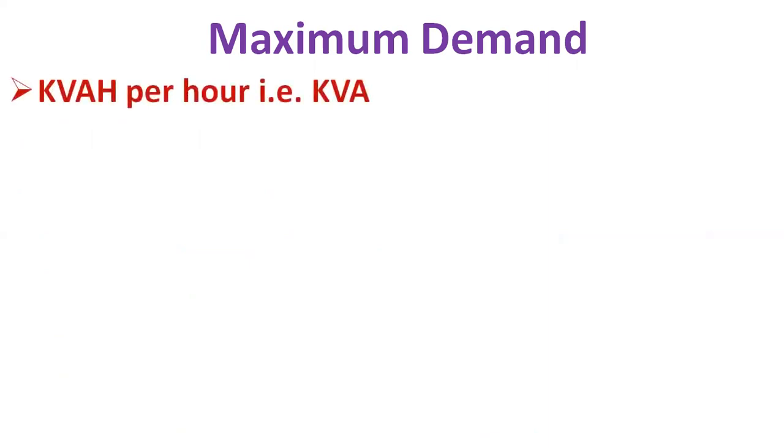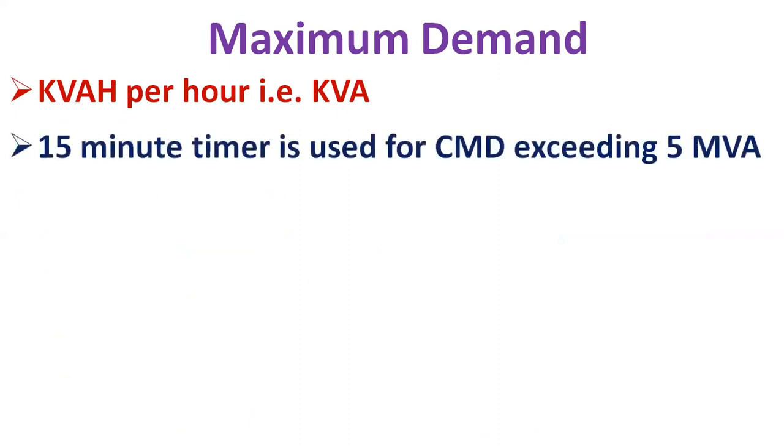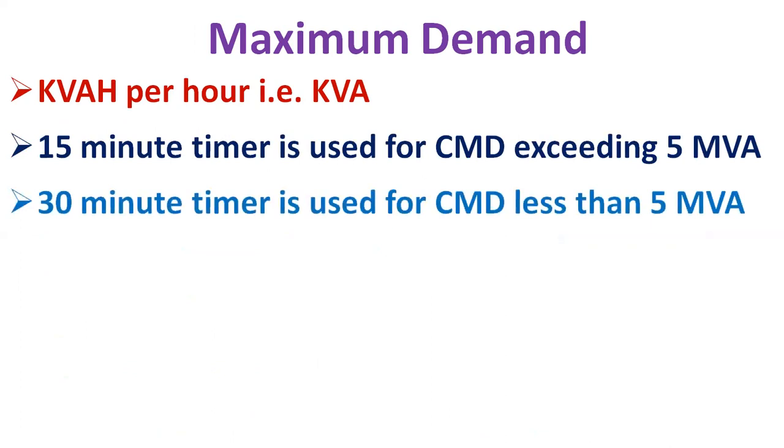Maximum demand is kVA-H measured during a prefixed time duration of either 15 minutes or 30 minutes, and then multiplied by either 4 or 2 respectively to give kVA-H per hour, that is kVA. Thus, at the end of each time cycle, the timer is reset and fresh measurement starts. Such measurements also ensure that an instantaneous load like starting of the motor does not affect the maximum demand measurement.